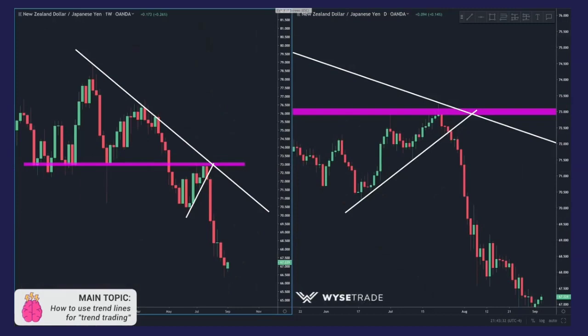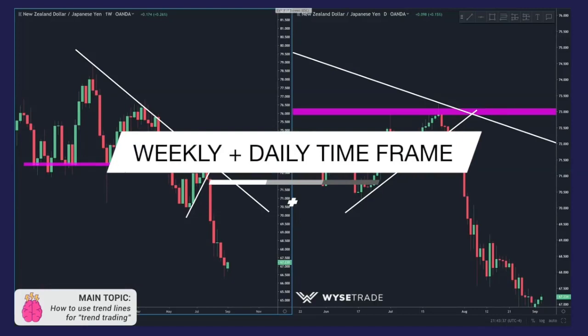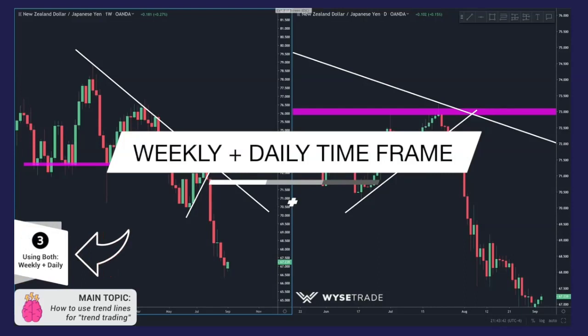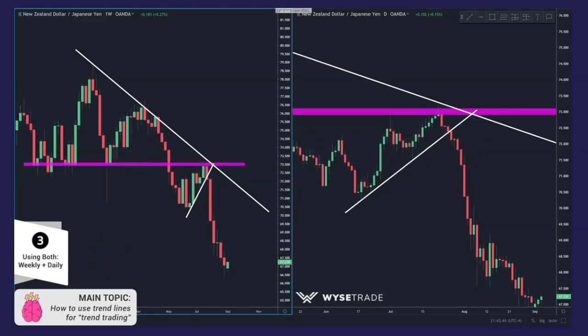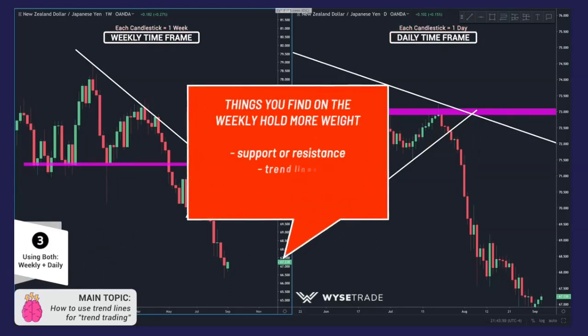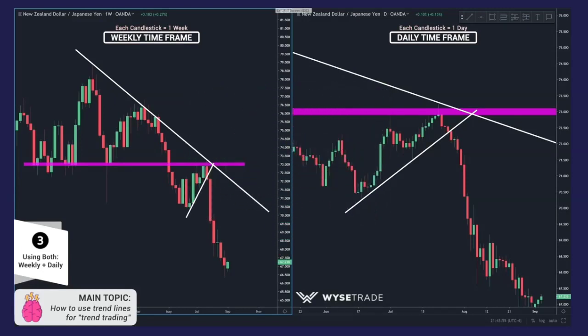Now, in this example, we'll show you another trick you can use if you are a longer term trader, which is instead of using the daily time frame and 4-hour time frame, using the weekly in combination with the daily for swing trade entries. So this is the weekly time frame, and this is the daily time frame. Remember that in a previous video, we stated that things you find on the weekly time frame hold more weight. So let's go through the process again.